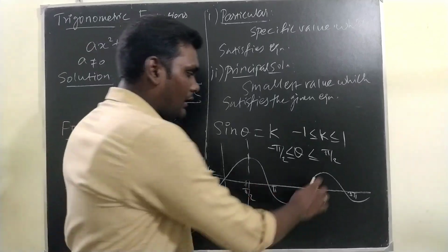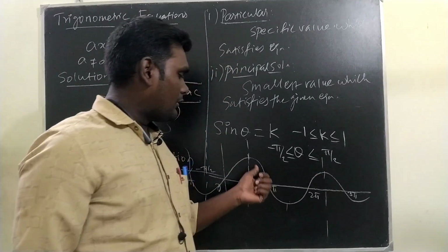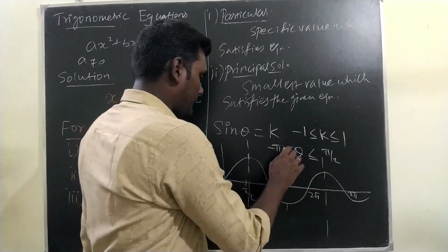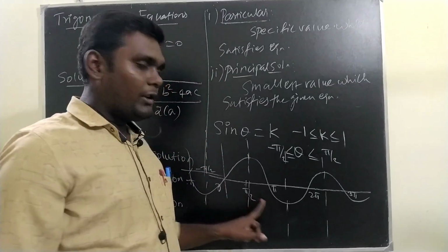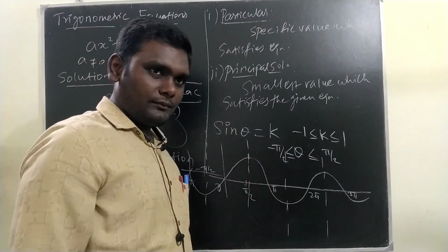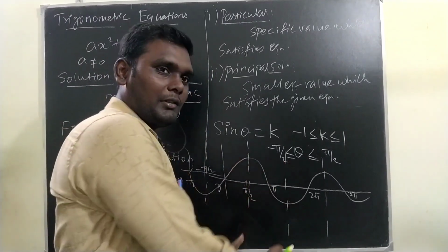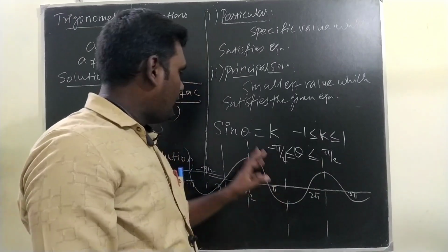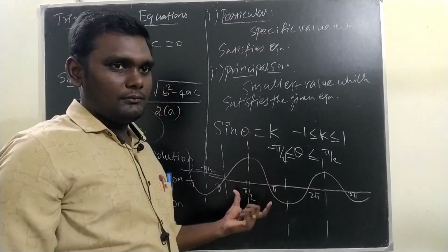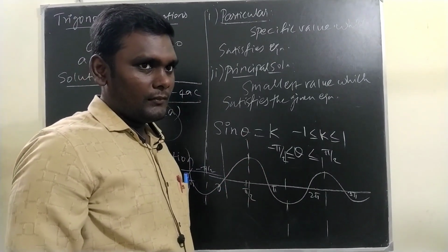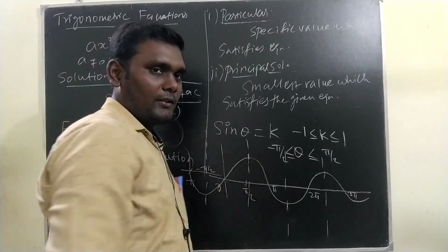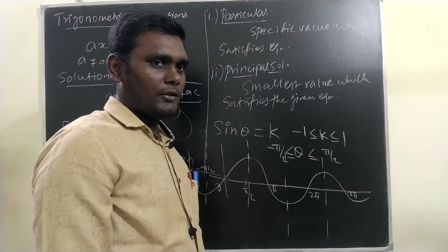Again, in some other interval also, this k will reach plus 1 and minus 1. Oh, sorry, here, pi by 2 to 3 pi by 2 also it will reach. But we are not taking that one. Though many intervals are available, we took only the principal interval, the principal solution. So this type of solution is called the principal solution.